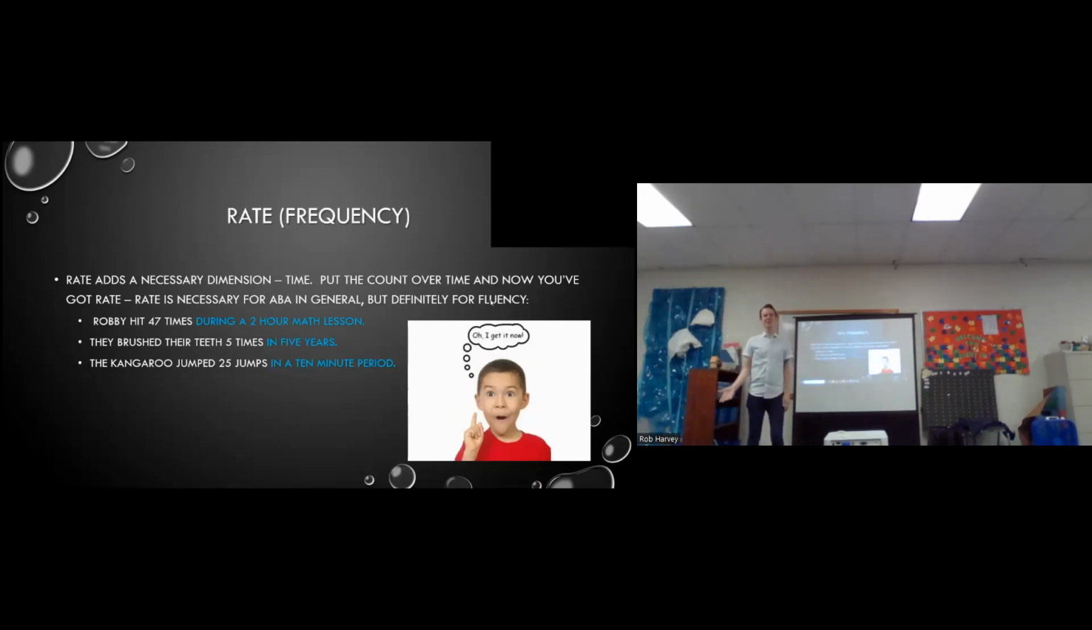However, rate or frequency, okay? There's some butting of heads over what you should call it. I don't care what you call it, but the important piece is that you add this very important dimension, which is over time. If you're only counting, that tells us very little. But if I say Robbie hit 47 times during a 2-hour math lesson, now we have this dimension of time.